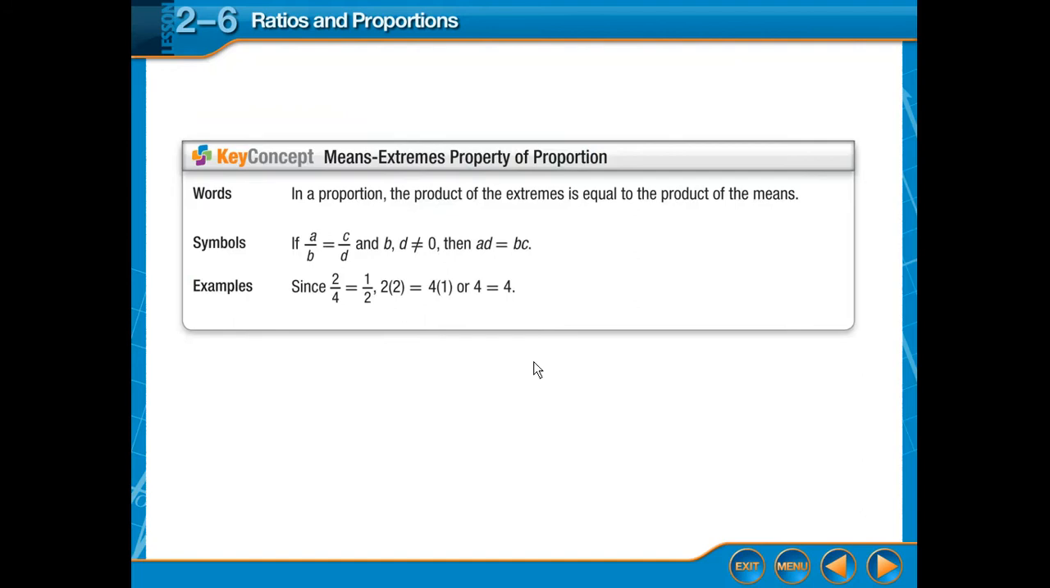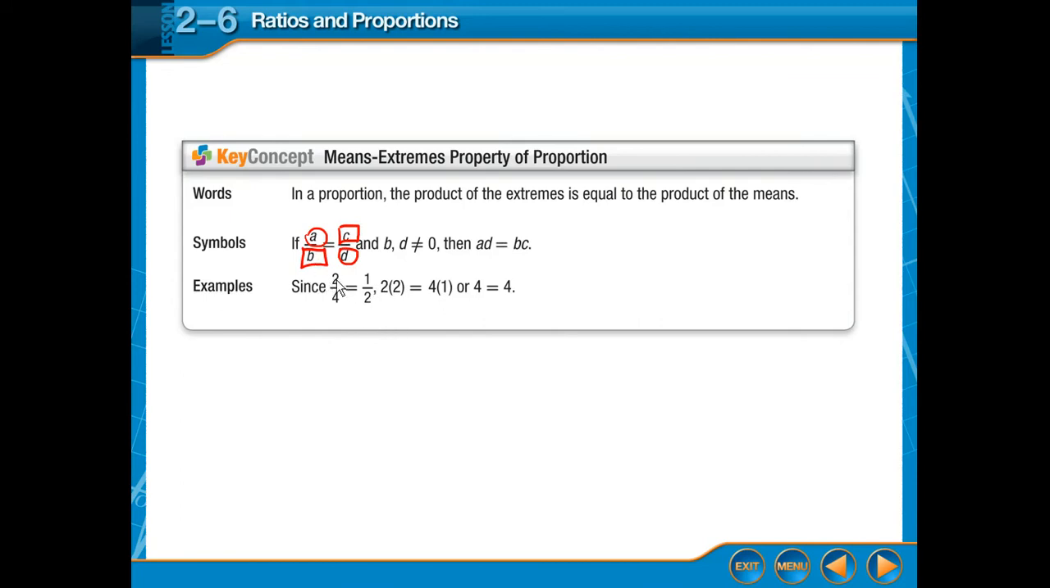We can also use the means and extremes property of proportion to tell whether or not they are equal. So if we're looking at this, A and D are called the extremes, whereas B and C are called the means. If A times D is equal to B times C, then those ratios are going to be equal. So for example, 2 over 4 and 1/2.